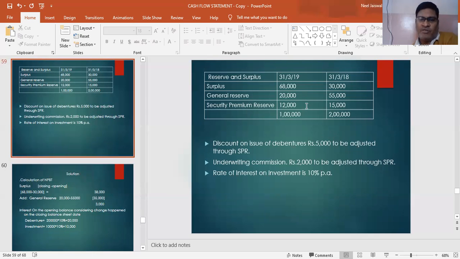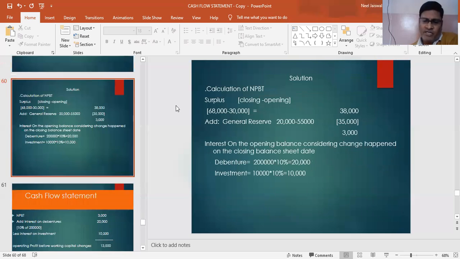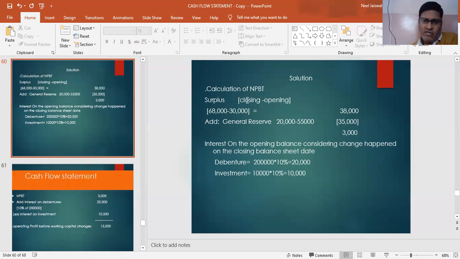We have to calculate NPBT. For that, SPR is not required. For calculation of NPBT, we will start with NAT, net profit after tax, which is given over here: 30,000 last year and 68,000 this year. So our calculation for NPBT, which is done in rough, is over here. Surplus closing minus opening, 38,000 is coming.